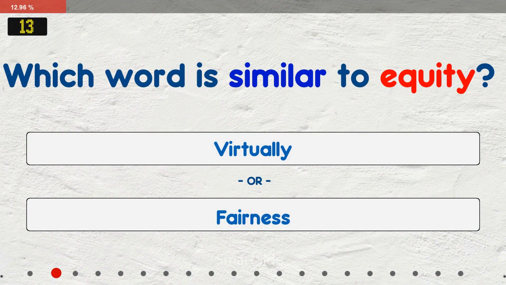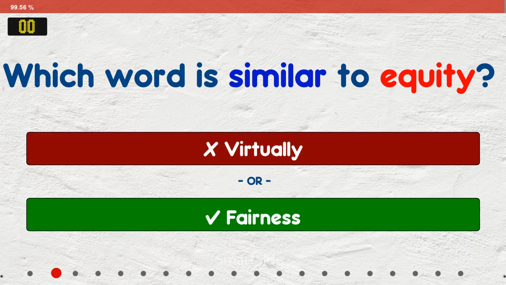Which word is similar to equity? A, virtually. B, fairness. The answer is fairness.